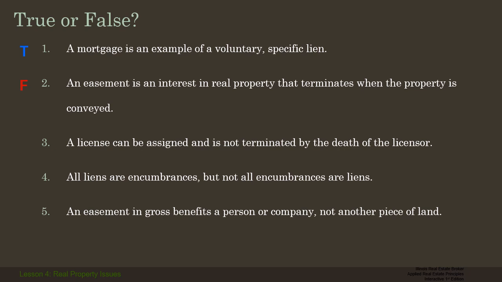All liens are encumbrances, so that would be false. All liens are encumbrances, but not all encumbrances are liens. That's true. All liens are encumbrances. But encumbrances include more than just liens. Encumbrances can be easements. Encumbrances can be restrictions. Encumbrances can even be encroachments. Okay, they all can encumber a title in addition to liens. So while all liens are encumbrances, there are more encumbrances than just liens that can affect title to property.